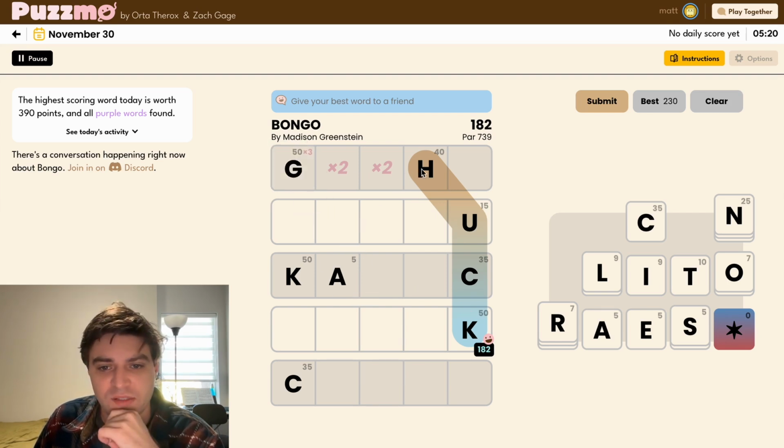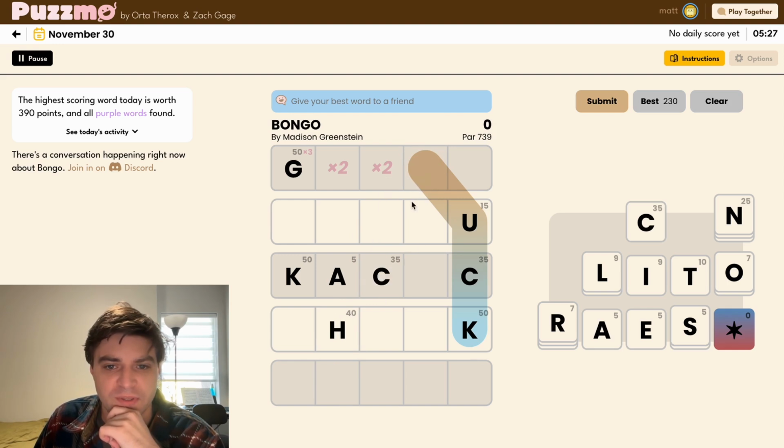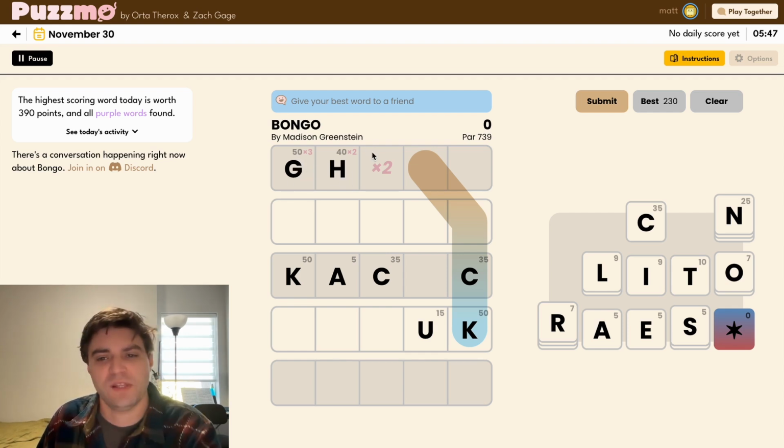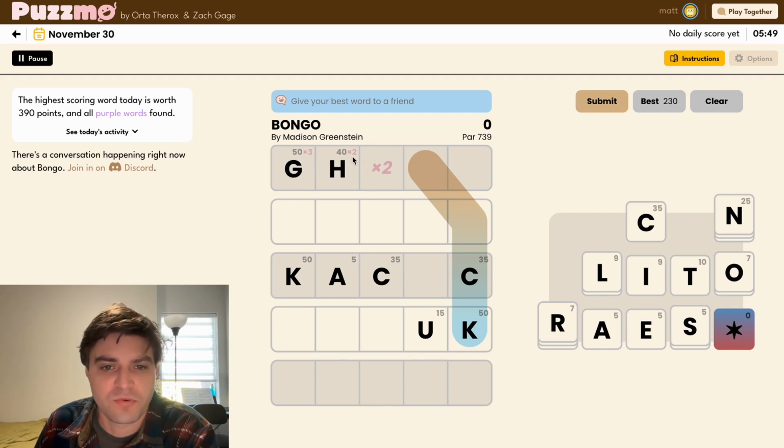Could I do something like... well, I don't want to put that there. Could I do something... I don't think this is going to accept... I was going to go for the word like Ghana or something, but I don't think it'd accept that. If I had a 50-point letter on this 3 times, and a 40-point letter on this 3 times, I would be pretty happy to sacrifice this a little bit.